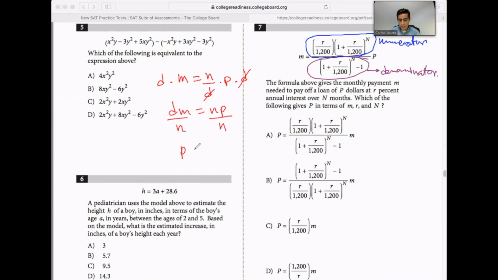And now, here you have it. P equals, because these will cross cancel, DM over N. So you remember, D stands for your denominator. So notice how what was on the bottom is now on top. And what was on the top, your numerator, is now at the bottom. And the only answer choice that gives us the whole denominator on the top and the whole numerator on the bottom is B. So the right answer here is B.